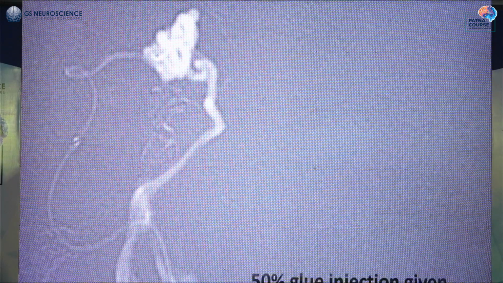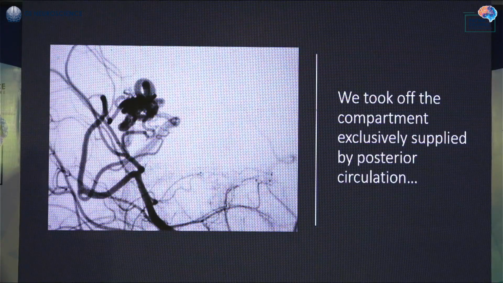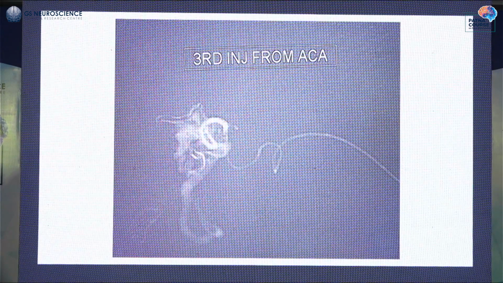So this is the tip. So here also we went ahead with 50% glue, and we could fill this entire compartment and the vein from the second injection. So we took off the compartment exclusively supplied by the posterior circulation, and then again returned to the anterior compartment.